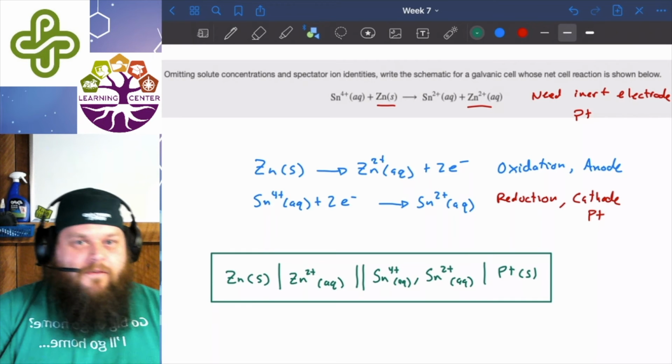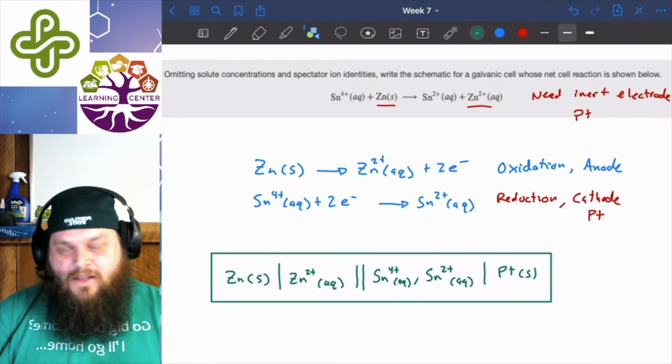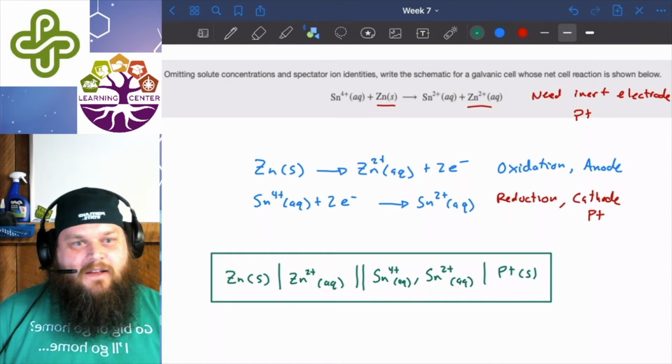That's all I have for you today. I hope this helped you understand the idea of redox reactions and galvanic cells.